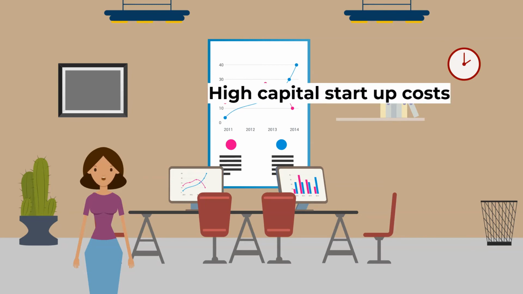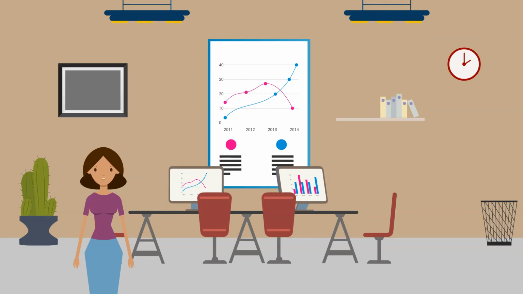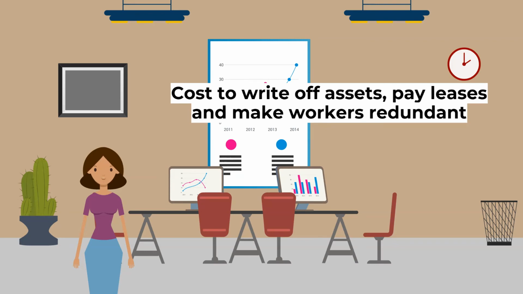Some industries have high capital startup costs, for example buying the machinery necessary to begin production. Sunk costs may also be high. Economies of scale mean that new firms are unable to produce on the same average cost curve as large, incumbent firms. If they were to enter the industry, their costs would be higher and so prices would be higher and they would be unable to compete. Barriers to exit prevent firms from leaving a market quickly and cheaply. They include the cost to write off assets, pay leases and make workers redundant.